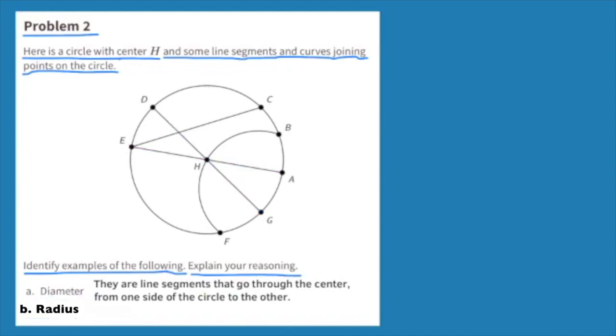Radius. Line segments AH, DH, EH, and GH are all line segments that represent the radius of this circle. They are line segments that go from the center to the circle.